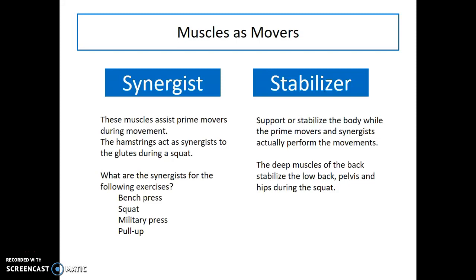Then, in addition to the antagonist and the agonist, the prime mover, we have the synergists and we have the stabilizers. So synergists are the muscles that assist the prime movers. So an example, the hamstrings act as a synergist to the glutes during a squat. So technically, during a squat, the glutes are the agonist, the hamstrings are the synergists. So if that's the case, those muscles are on the posterior aspect. If we're thinking in terms of antagonist, typically the quadriceps are an antagonist of the squat.